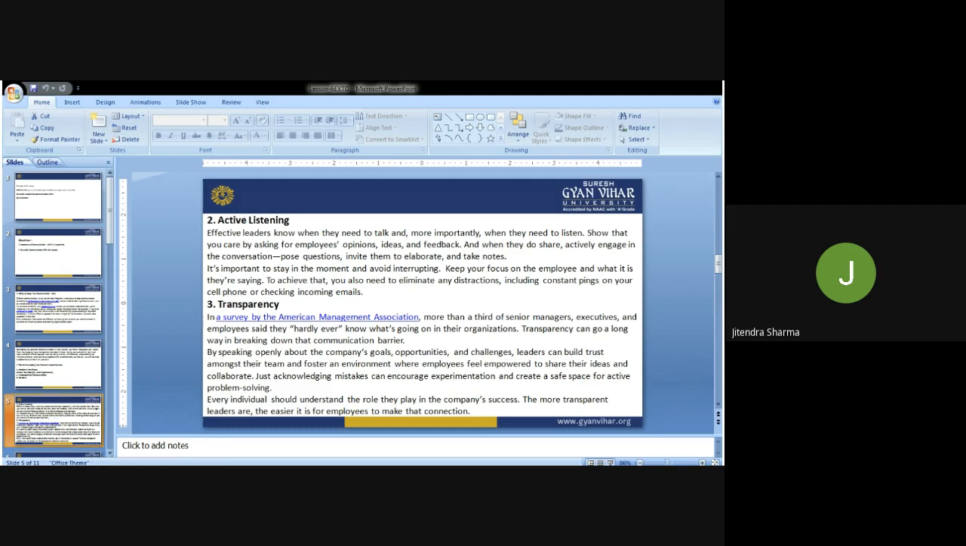Transparency is also important. In a survey by the American Management Association, more than a third of senior managers, executives, and employees said that they hardly ever know what is going on in their organization. Transparency can go a long way in breaking down the communication barrier.